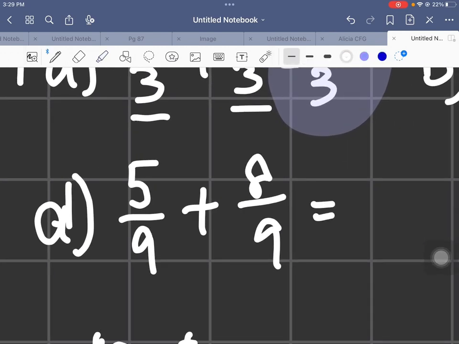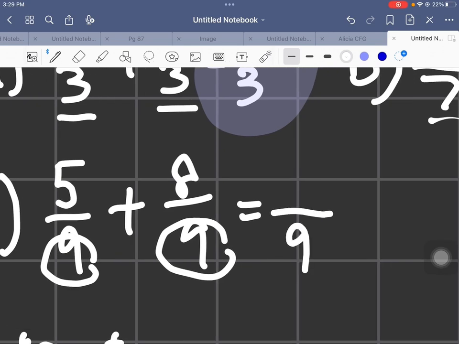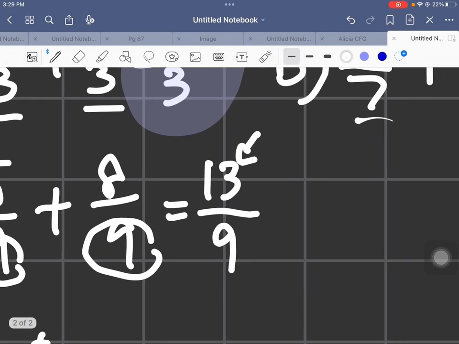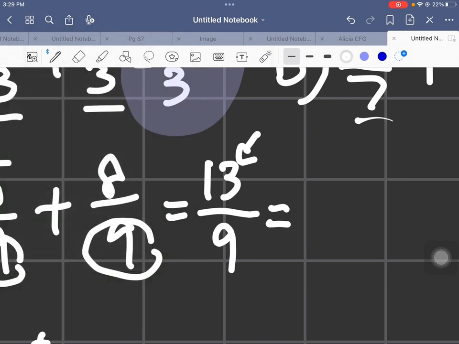Question D. The denominator is the same, so it remains the same. 5 plus 8 equals 13. As you can see here, the numerator is bigger than the denominator, and this causes an improper fraction. We need to convert it to a mixed number. So after converting it to a mixed number, we'll get 1 and 4 over 9.